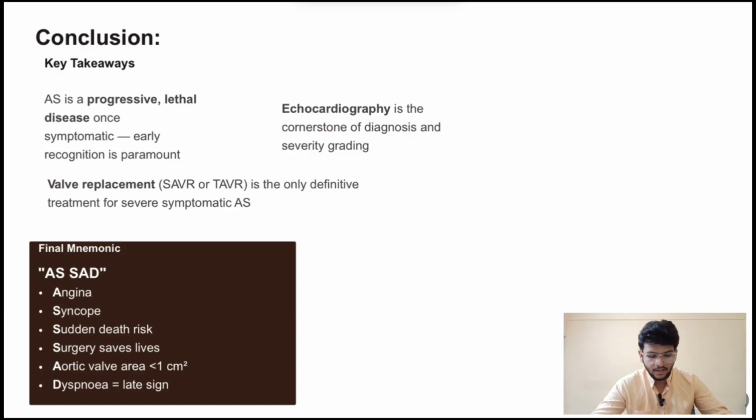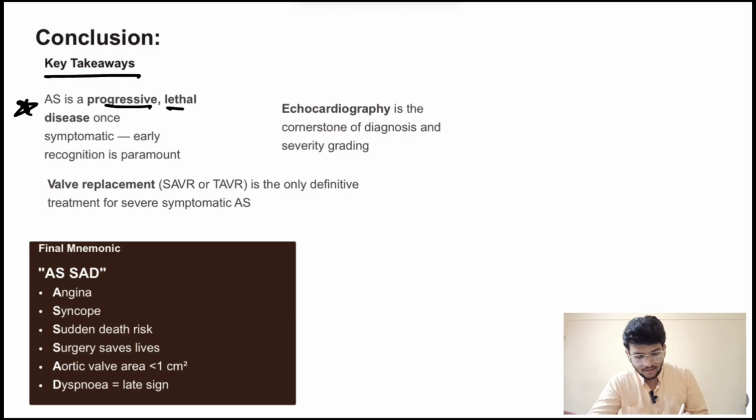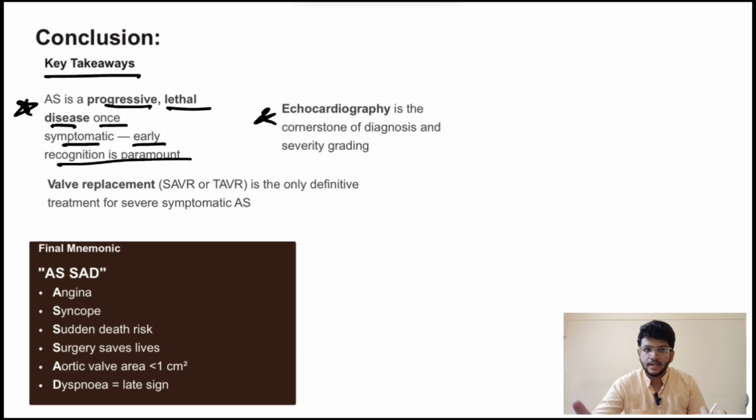The conclusion of today's topic, the key takeaways: aortic stenosis is a progressive, lethal disease. Once symptomatic, early recognition is paramount. Echocardiography is the gold standard for the diagnosis of aortic stenosis. Valve replacement, like SAVR or TAVR, is the only definitive procedure to treat severe symptomatic aortic stenosis.